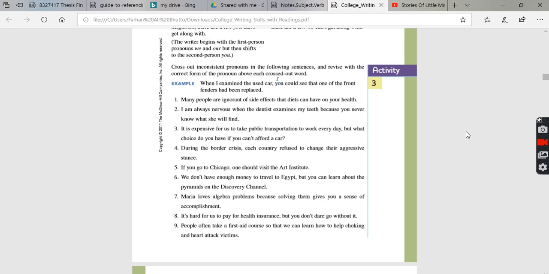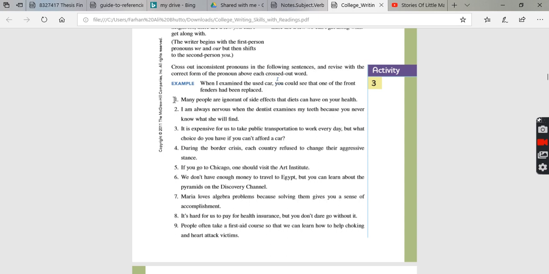Okay, so instead of explaining it further or giving you a lecture, let's do this exercise. Cross out inconsistent pronouns in the following sentences and revise with the correct form of the pronouns above each crossed out word. Example: when I examined the used car, you could see that one of the front fenders had been replaced. I, you. So if this is I, first person, it has to be consistent. So when I examined the used car, I could see that one of the front fenders had been replaced.